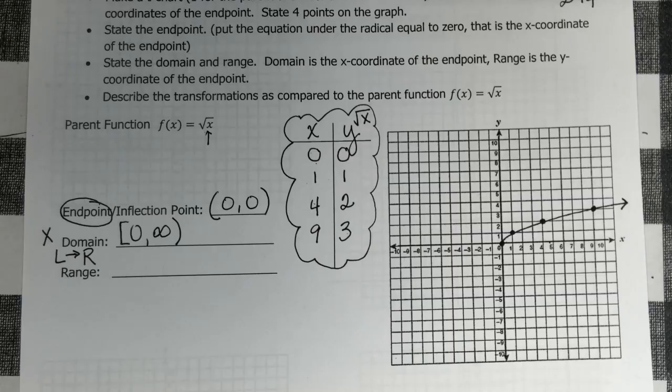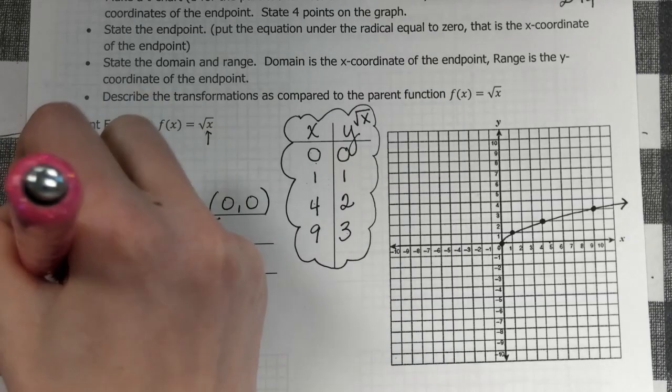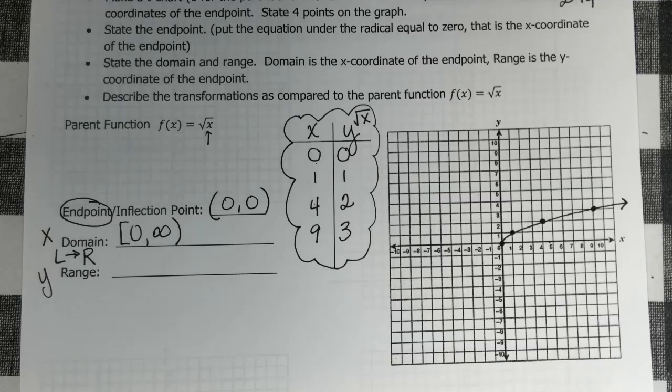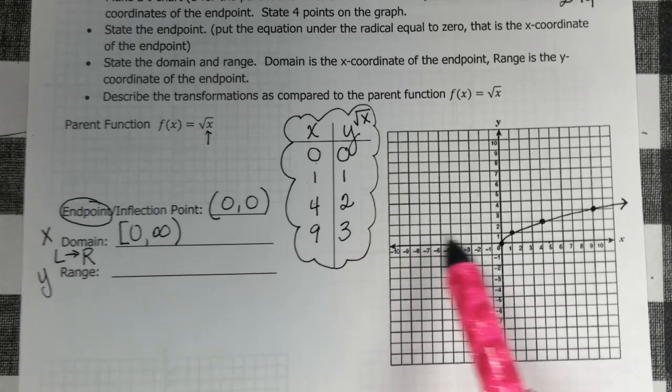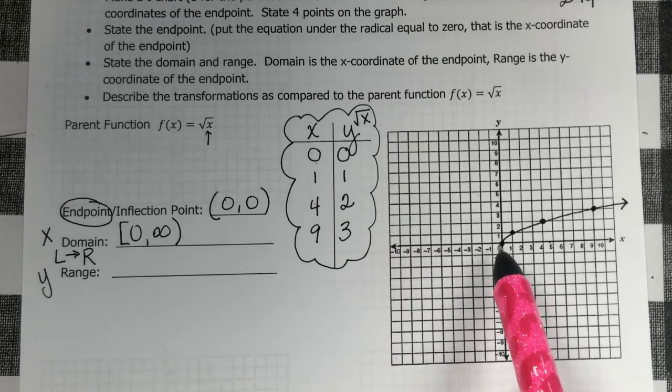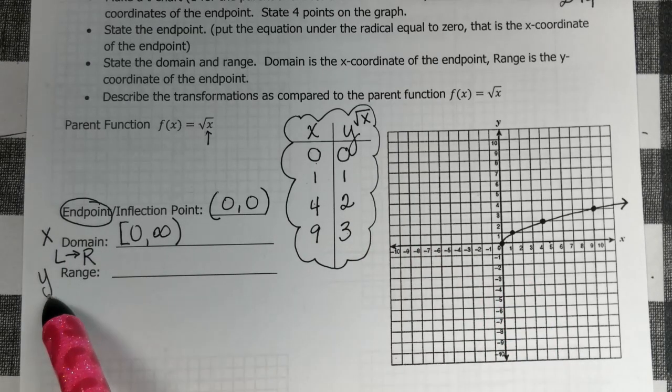Why do we put a bracket? Because that point is included. That means it's equal to. Okay. Now your range is your y. So where do you look for your range? Okay, so your range is y.